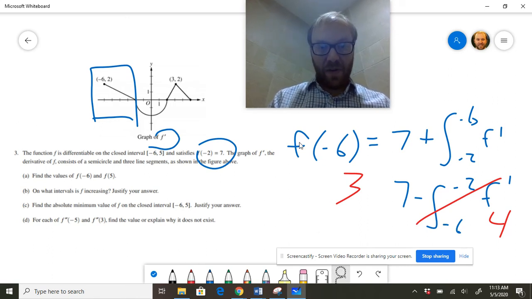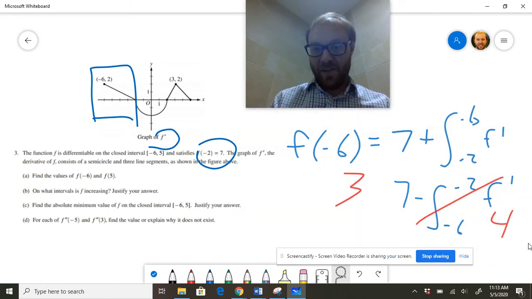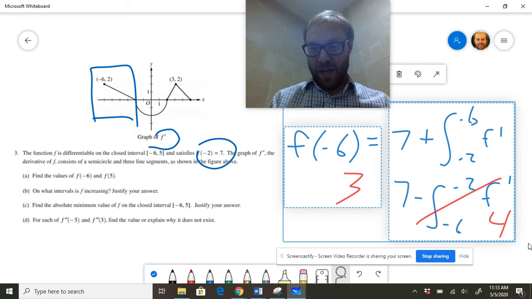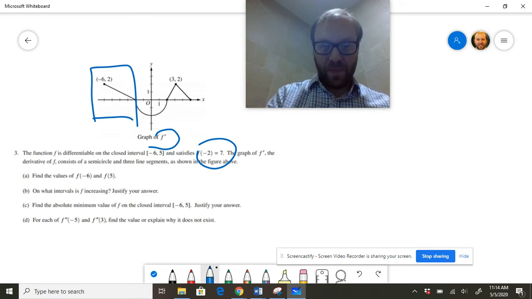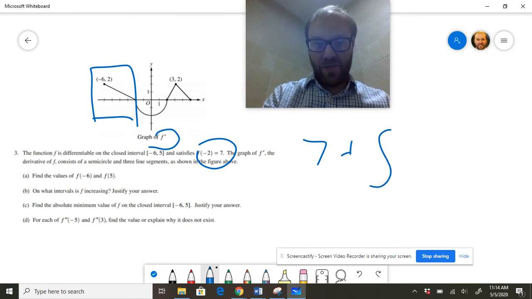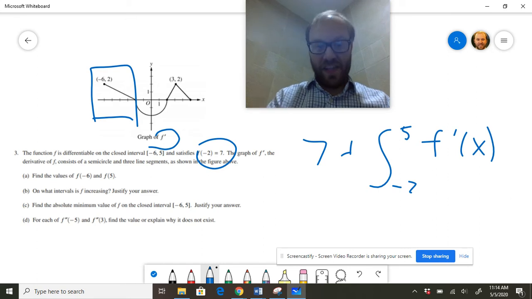And then second of all, they want us to find f of 5. And that's basically going to be the same thing. The difference being that to find f of 5, we're going to start at 7. We'll start at an x value of -2. We'll go to an x value of 5 of f prime. And this time we're going forward, so it's literally just the area, okay?